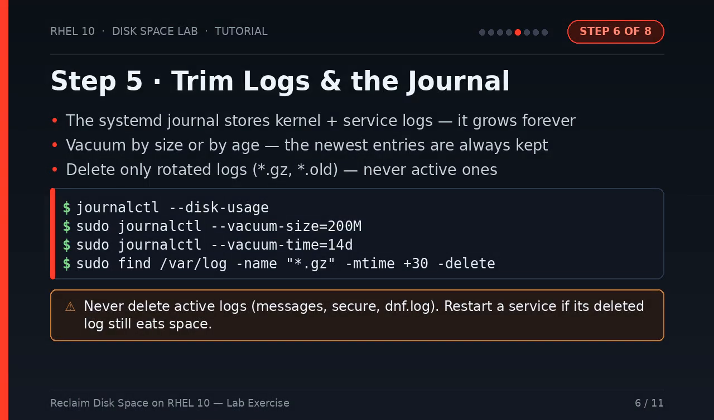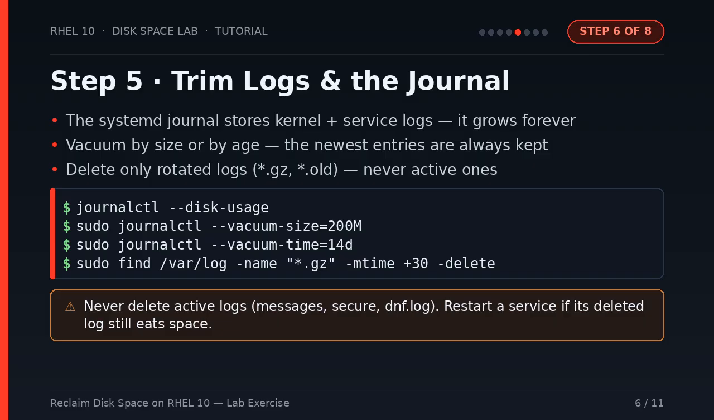Step 5. Trim the system logs. The biggest log consumer on modern RHEL is the systemd journal. It stores logs from the kernel, services, and applications. First, check how much space it uses with journalctl --disk-usage. Then set a size limit. For example, journalctl --vacuum-size=200M. This keeps only the newest 200 megabytes of logs.